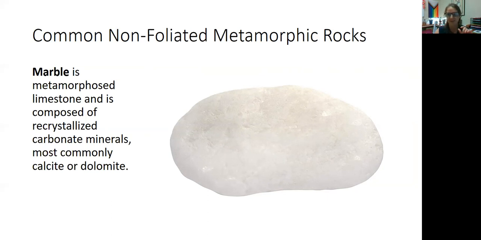When we talk about sedimentary rocks next, you're going to learn that limestone is actually made up of tiny little marine creatures, little marine organisms, tiny little marine shells. So marble is just metamorphosed tiny little marine creatures.